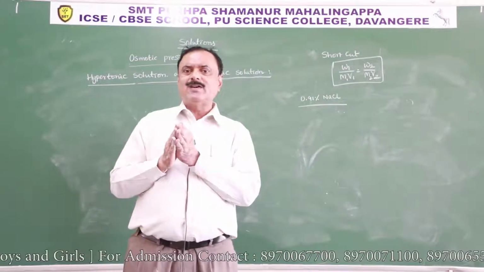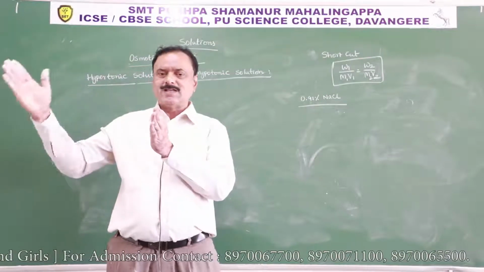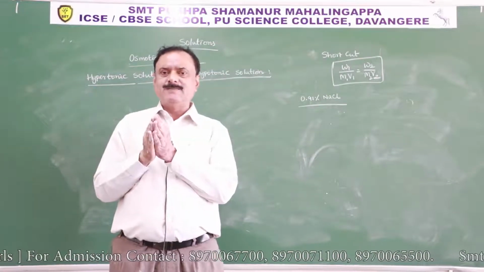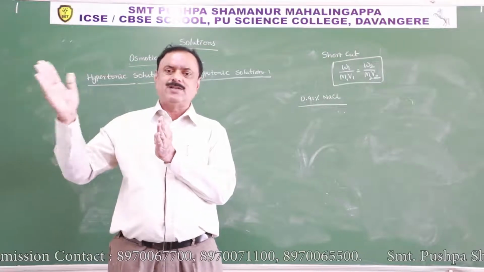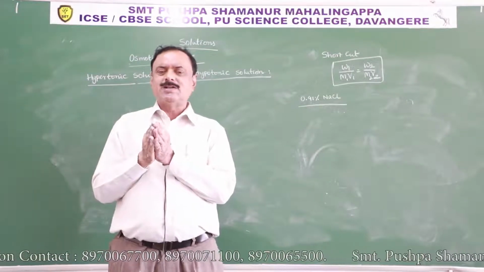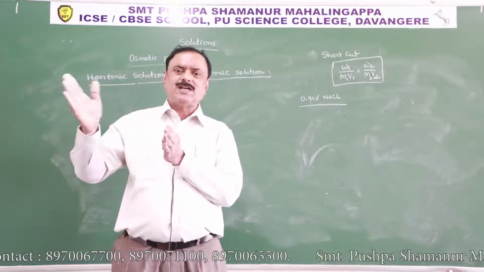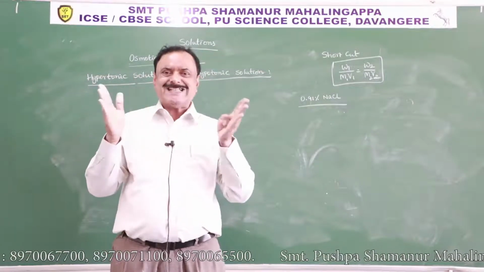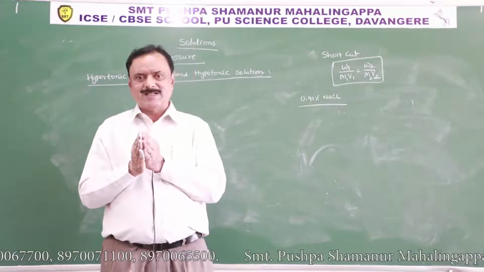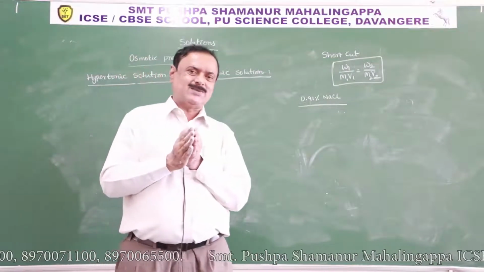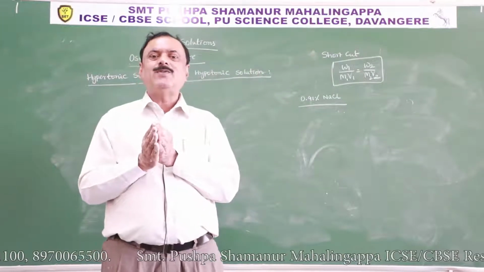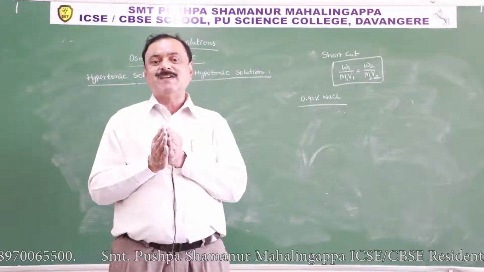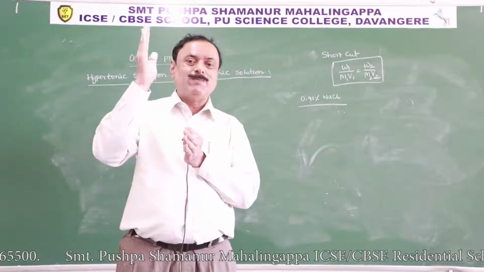In hypertonic solutions, the external solution concentration is very high. In hypotonic solutions, the external concentration of the solution is very low. In isotonic solutions, the internal solution and external solution both have the same concentration of the electrolytes or non-volatile chemical substances. That is why the drips contain sodium chloride of concentration 0.91%. This is weight by volume.